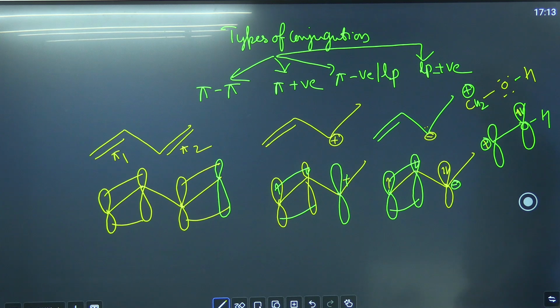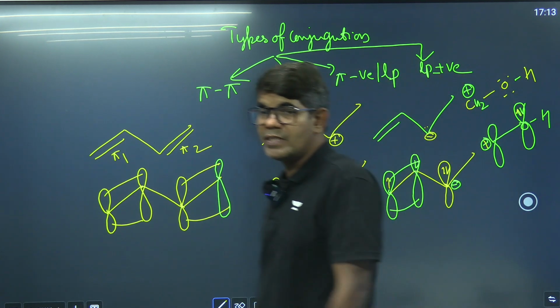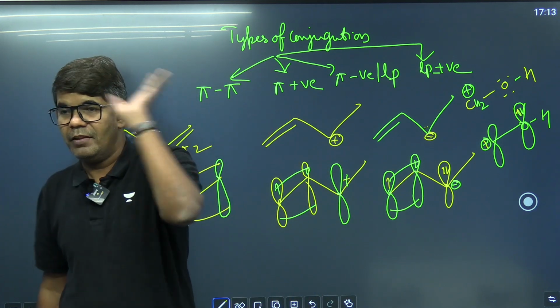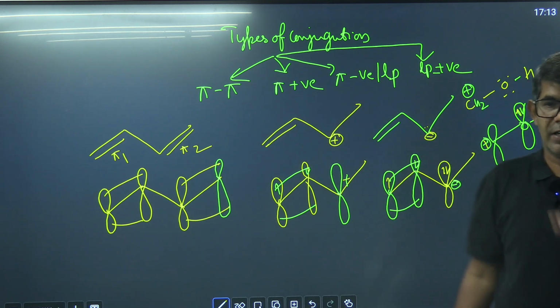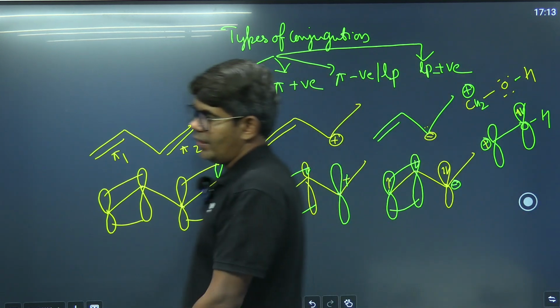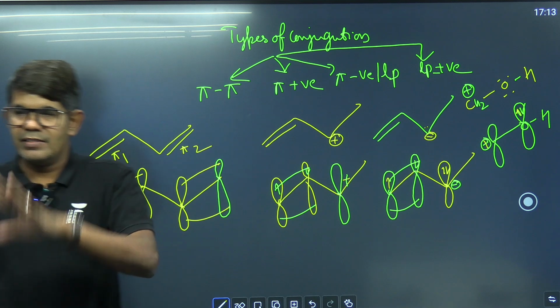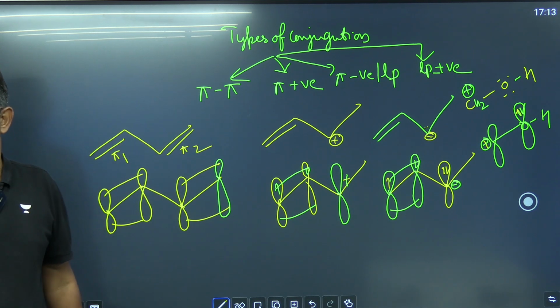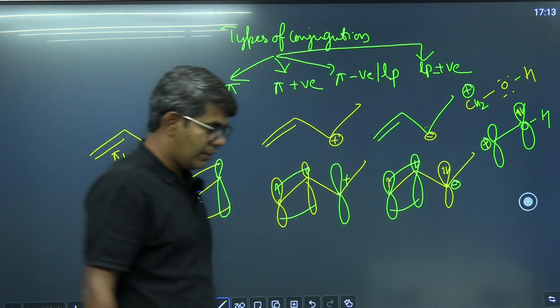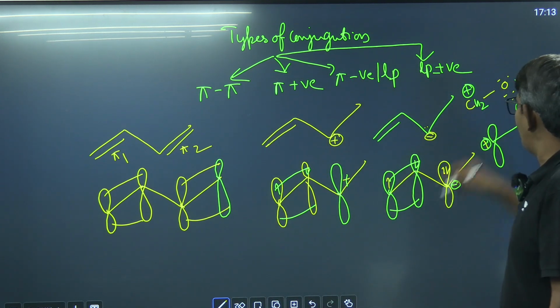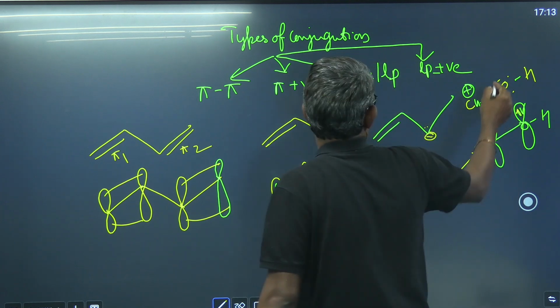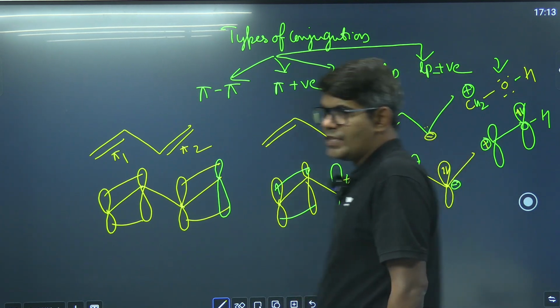Is the concept clear? That means this empty p orbital and the lone pair are present in which orbital? Pure p orbital. And pure p orbitals mean they do not get involved in hybridization. Unless you are aware of the concept of conjugation, you can't really predict the hybridization properly. For example, if I ask you, in this, the oxygen atom, what is the hybridization of this oxygen atom?